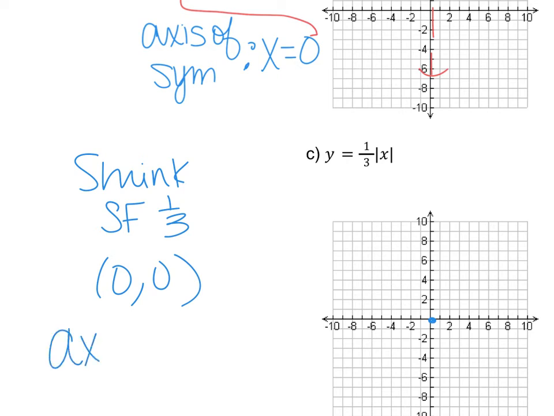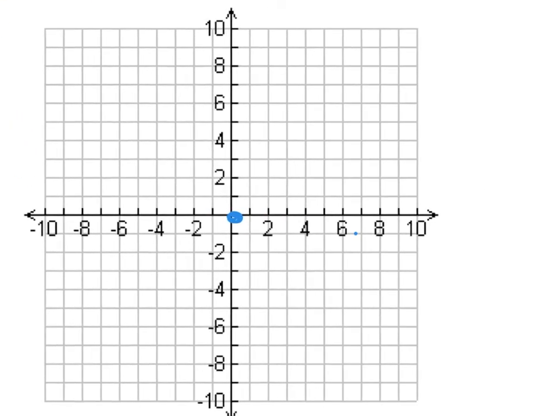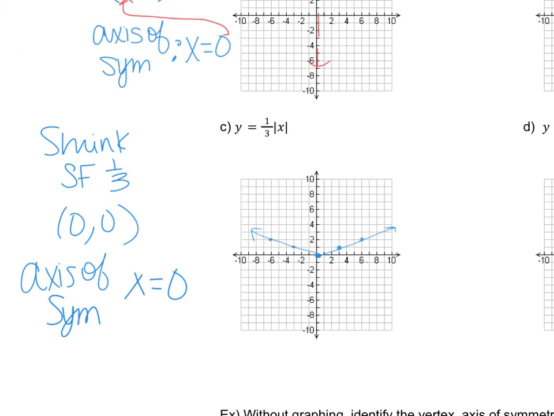And let's go ahead and do my axis of symmetry to get it out of the way. That is at x equals 0, right? Because it's the x coordinate of your vertex. Okay, so now the slopes of your lines are going to be +1/3 and -1/3. So you need to go up 1, right 3, up 1, right 3, and then go back to the vertex and go up 1, left 3, left 3. So as you can see, now it is a bit wider than the other two because it has a shrink.